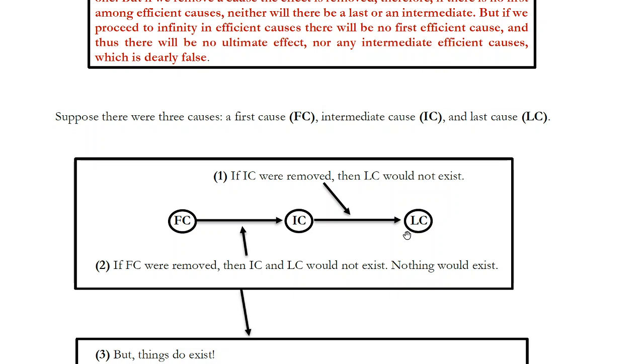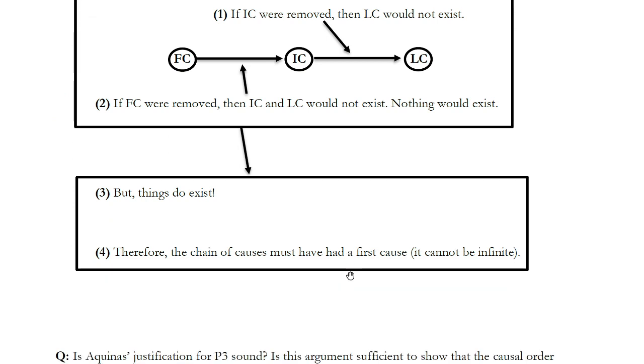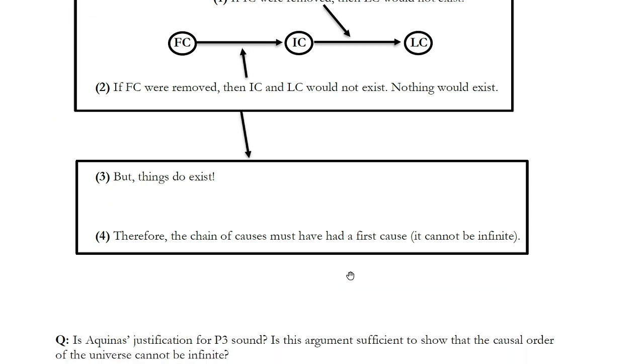So if the universe is infinite, there's no first cause. If there's no first cause, nothing can come after, and nothing would exist. But wait a minute, things do exist. Therefore, the chain of causes must have had a first cause. It cannot be infinite.